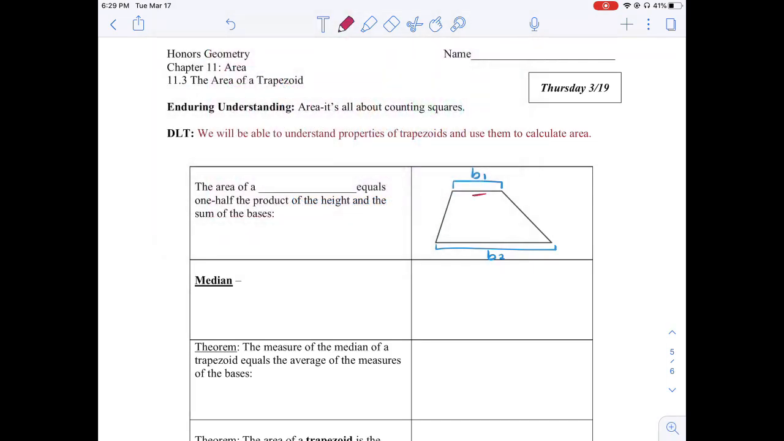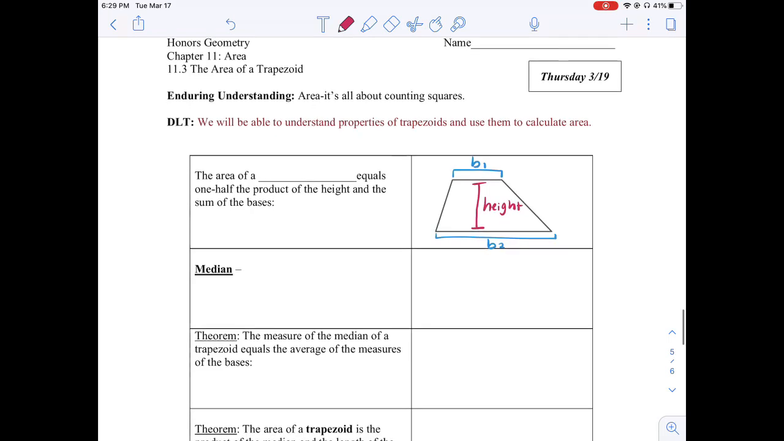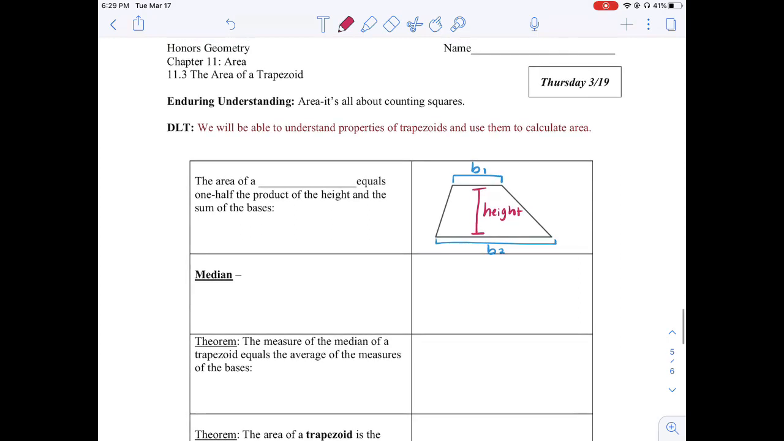Next, we also know that trapezoids, along with most of the figures we've seen, have perpendicular heights. So we're going to draw on our perpendicular and call it the height. All of these pieces will incorporate into our area formula to give us that the area of a trapezoid equals 1/2 the product of the height times the sum of the bases.